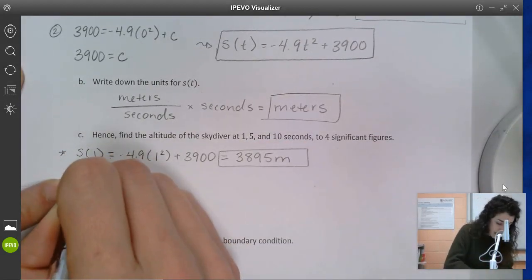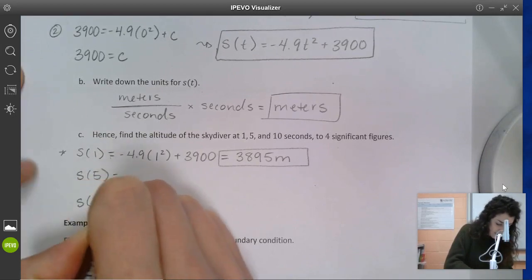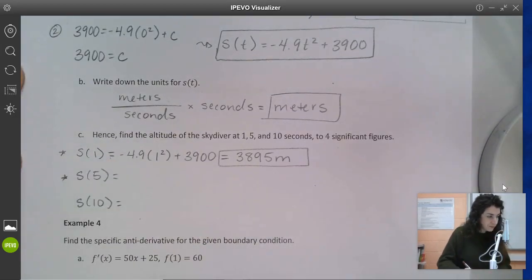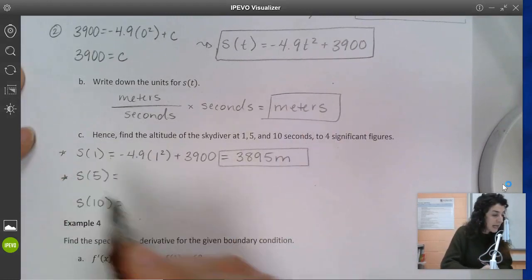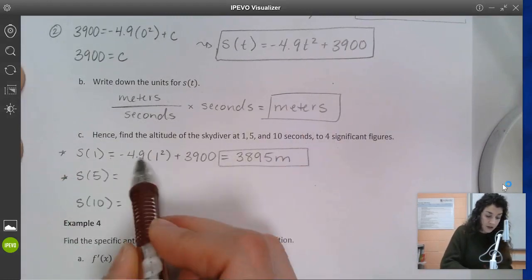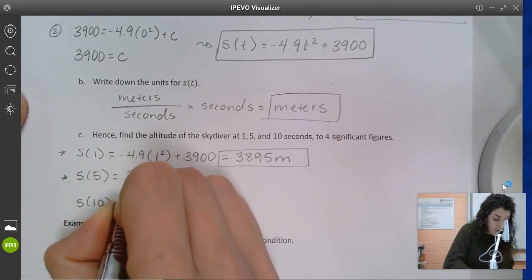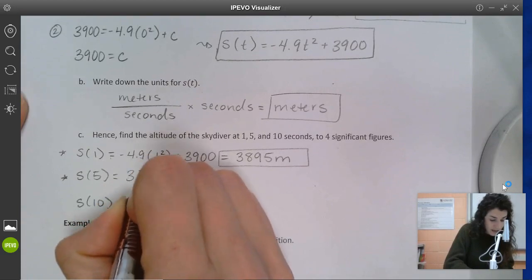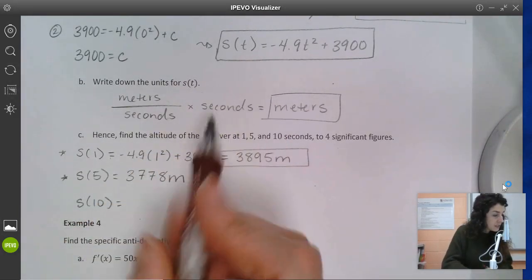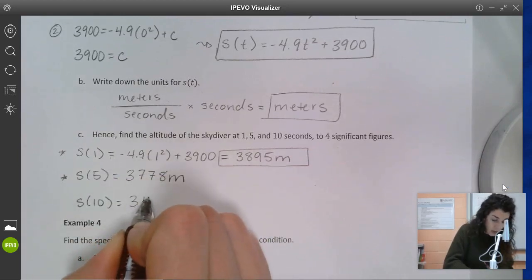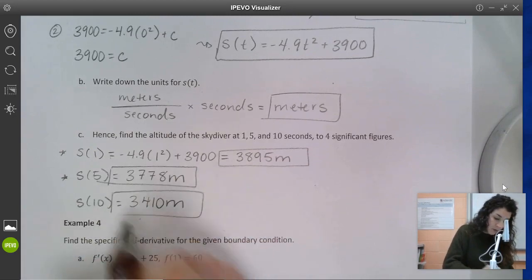Go ahead and find S of 5 as well as S of 10. Just plugging in 5 for t and squaring it, and then adding 3,900 after you've multiplied by negative 4.9, you get to 4 significant figures, 3,778 meters. And then plugging in 10 for t, you should get 3,410 meters.